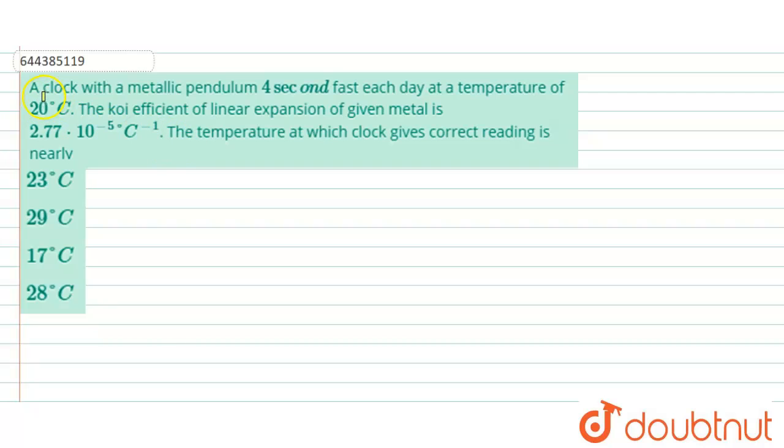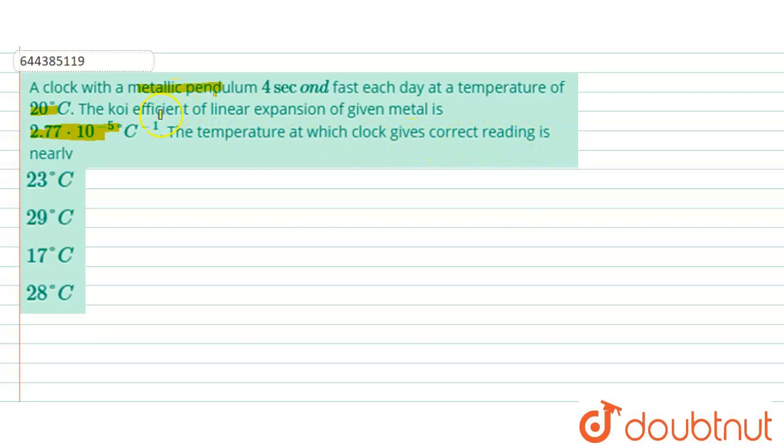Hello everyone, let us try to solve the given problem. The problem states that a clock with a metallic pendulum reads 4 seconds fast each day at a temperature of 20 degrees Celsius. Remember that this is a metallic pendulum, and the length of a metallic pendulum changes with change in temperature. So definitely it will give an inaccurate reading when the temperature changes, right? The coefficient of linear expansion of the given metal is 2.77 into 10 raised to the power minus 5, and the temperature at which the clock gives the correct reading is?